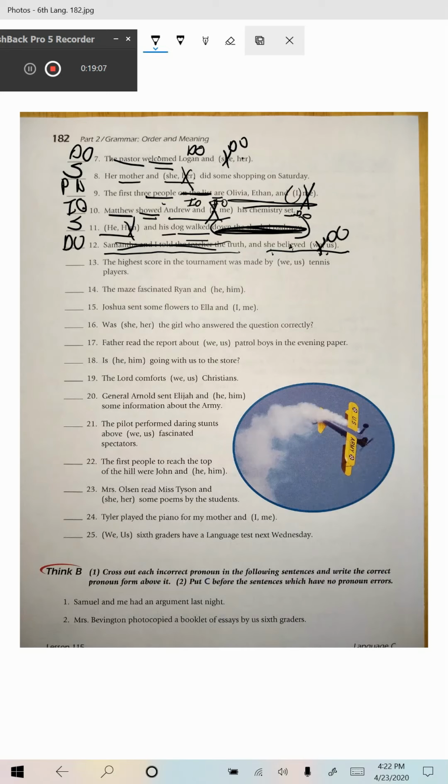All right, I'm going to do one more and we're going to be done. The highest score in the tournament, get rid of that, was made by, another prepositional phrase. Okay, do you see that? By us, actually it's by us tennis players is the prepositional phrase, if I'm going to be technical. Okay, so this is an object of the preposition. It's in a prepositional phrase. Okay, so question is, nominative or objective? Use objective. Do you see the word object of the preposition? Use objective. Me, you, him, her, it, us, you, them, us.